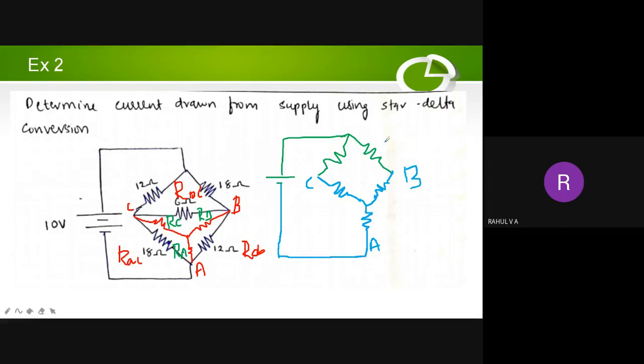Okay, so your 18 ohm resistor is as it is, 12 ohm resistor is as it is, no change in that. Here you have to write RA resistor, we have found out R is 6 ohm, RB is 2 ohm, RC is 3 ohm.